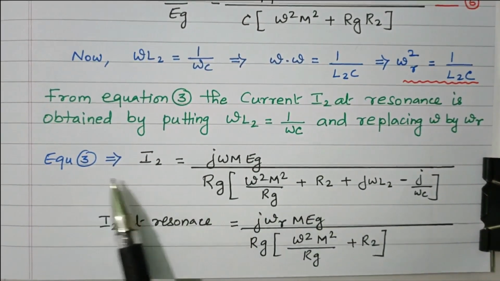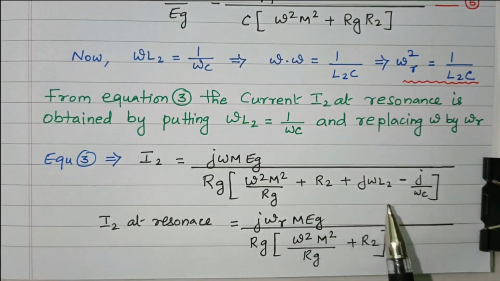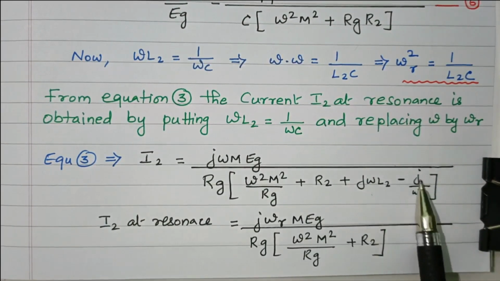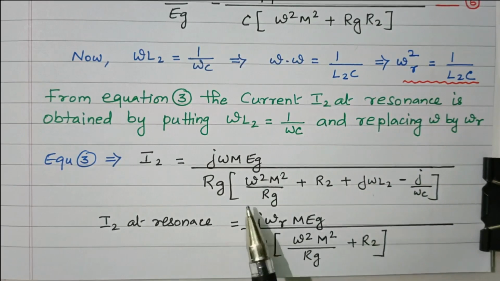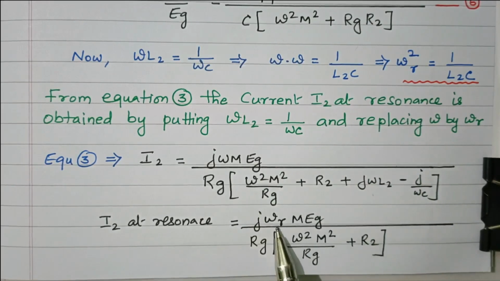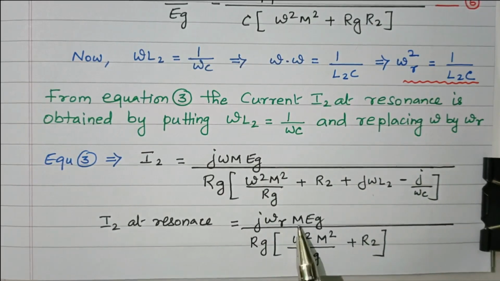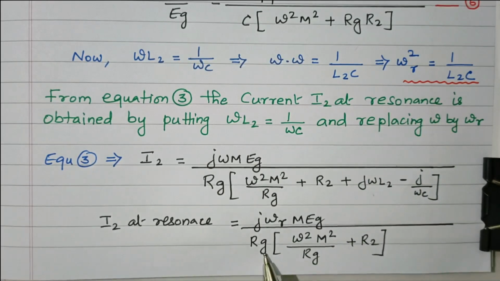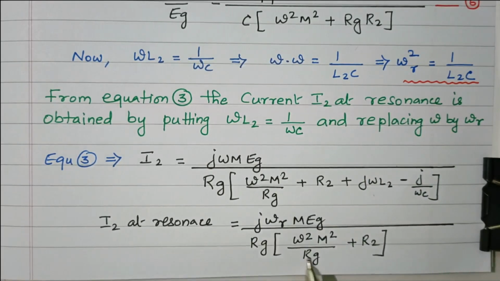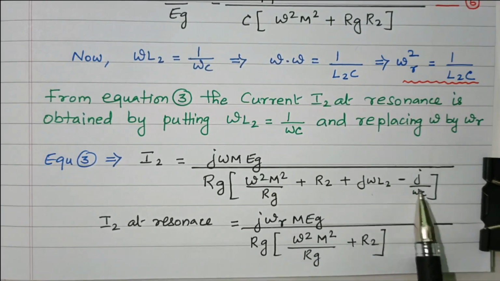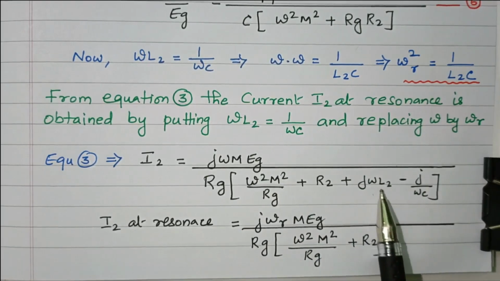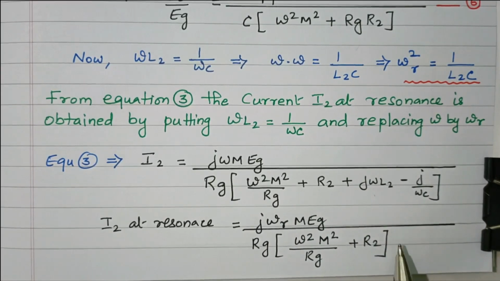This is the current expression, equation 3. Under the resonant condition, this term becomes 0. So what we have is j omega R, omega becomes omega R, M Eg divided by Rg, omega square M square divided by Rg plus this R2. This term becomes 0; we already know that under the resonant condition this term is 0.